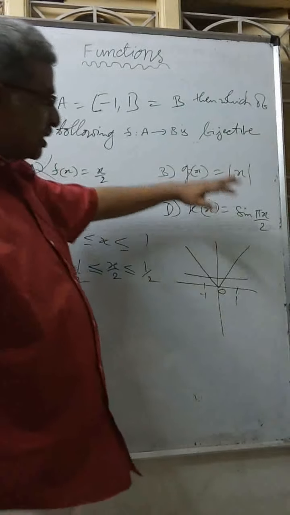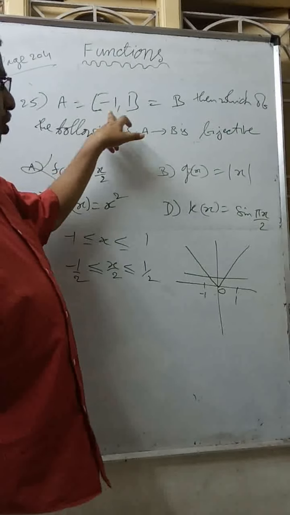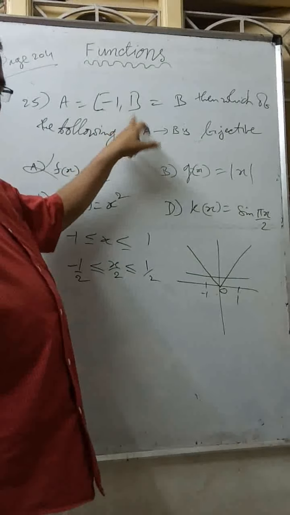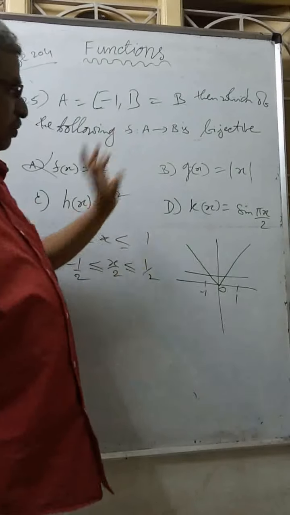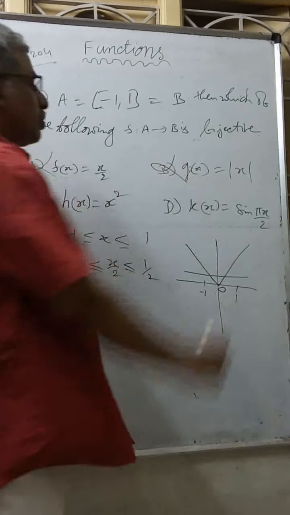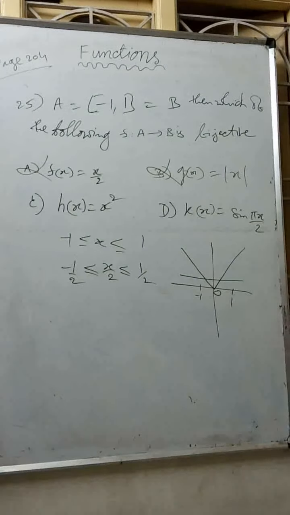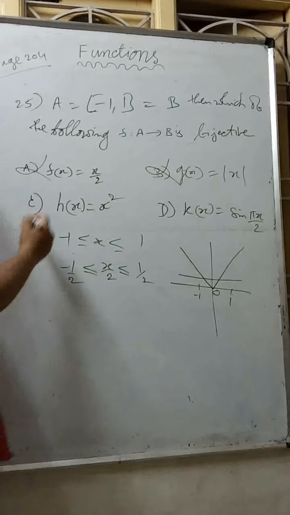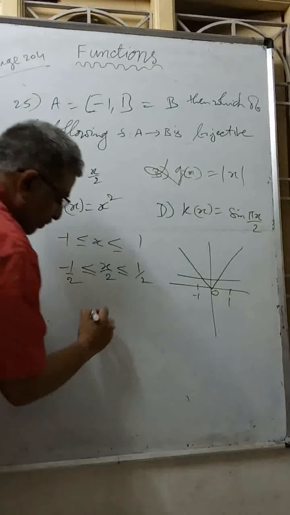Mod x means always positive. But the codomain is minus 1 to plus 1, negative is there, positive is there. So codomain is not equal to range. So g of x equal to mod x is also not a bijective function. Next, h of x equal to x square, we already discussed it.